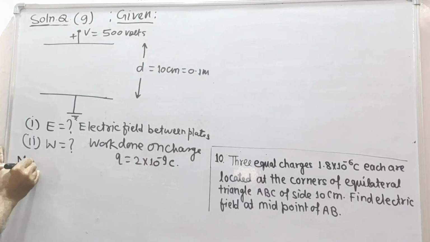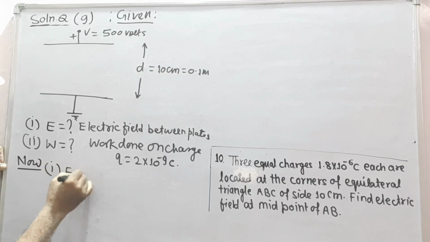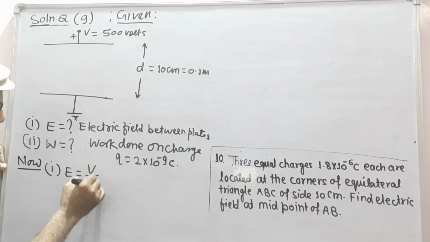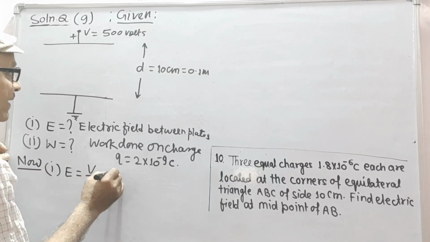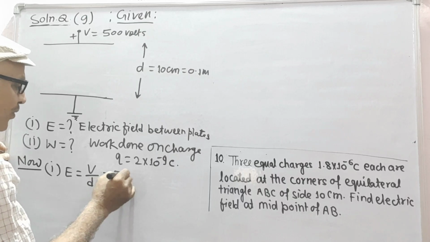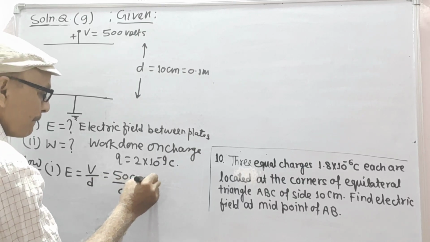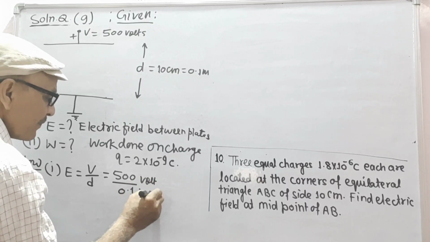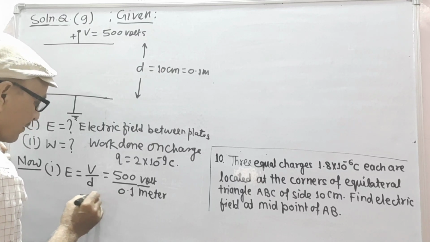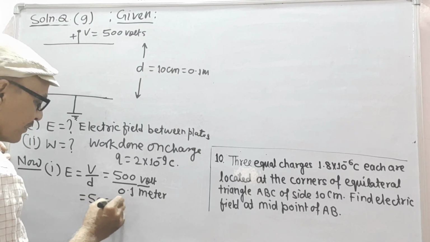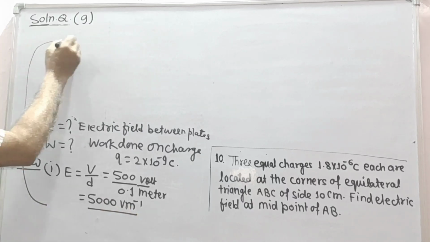Now, electric field intensity between two plates will be V by d. V and d both are known, so we get V is 500 volt and d is 0.1 meter. So, electric field will be 5000 volt per meter. Now, second part.